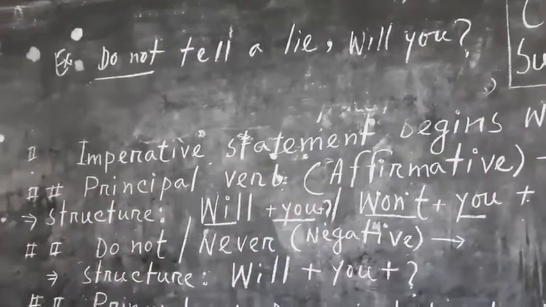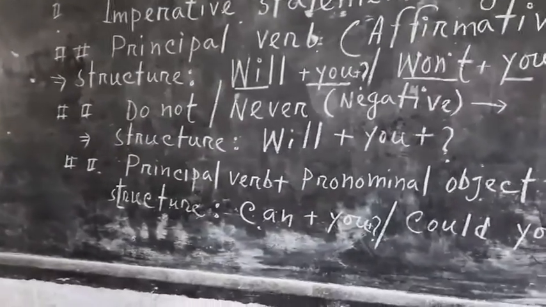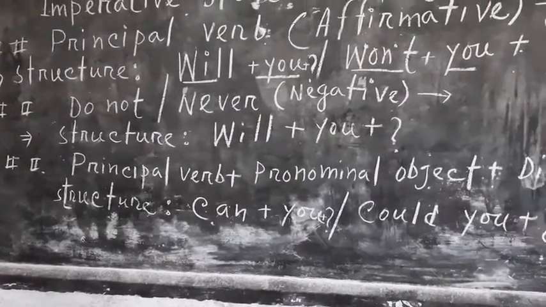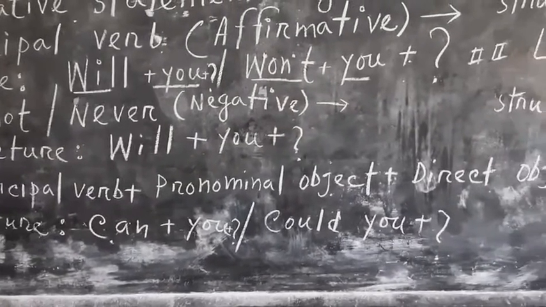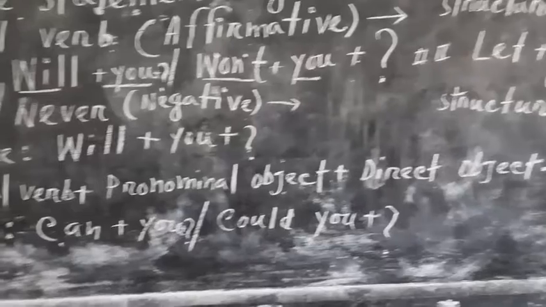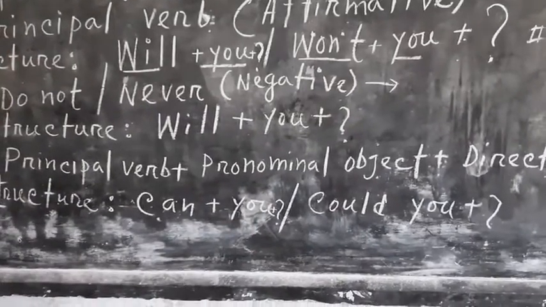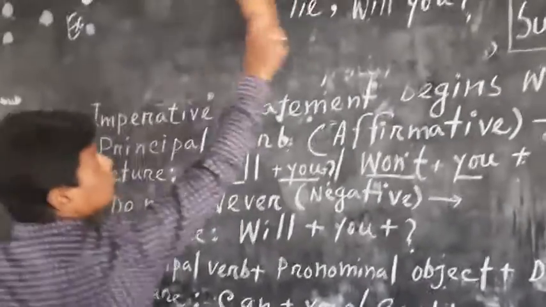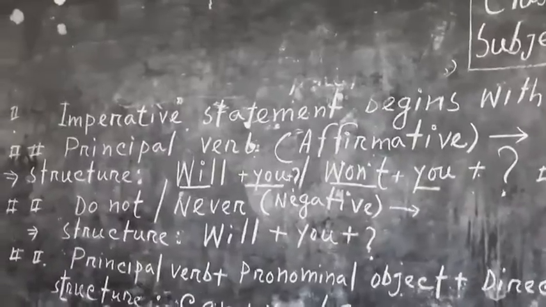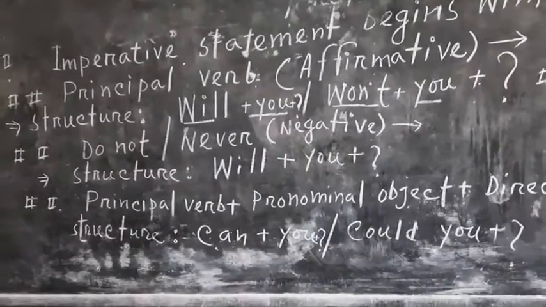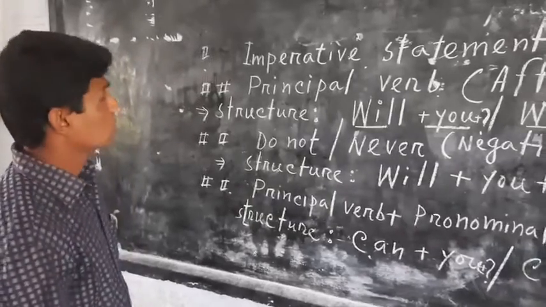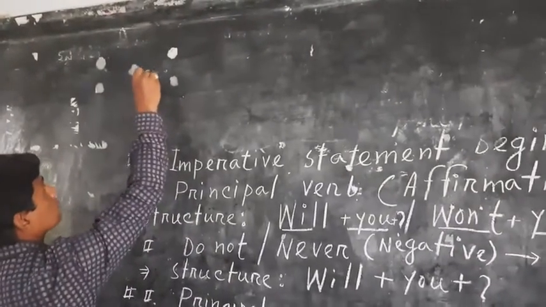Next, if the imperative statement begins with principal verb with pronominal object with direct object, the structure will be can plus you or could plus you, note of interrogation. Pronominal object and direct object means inanimate object which indicates any things.